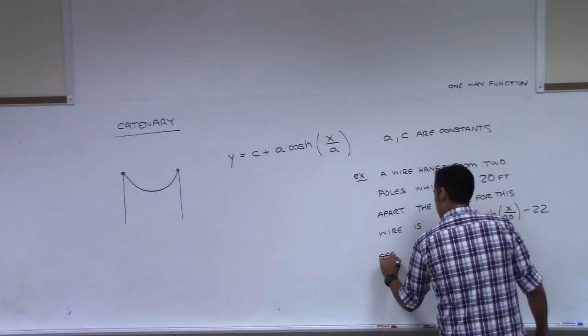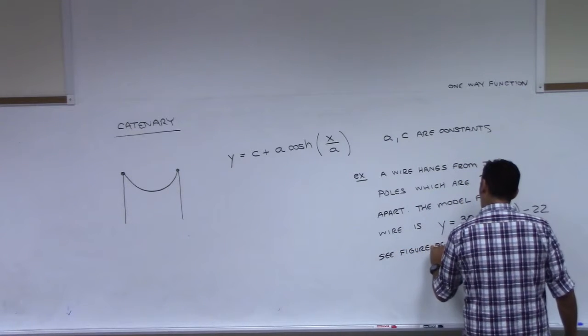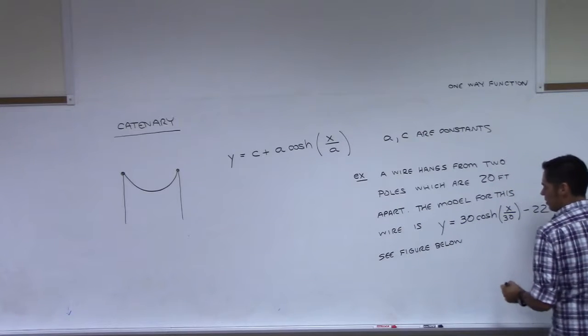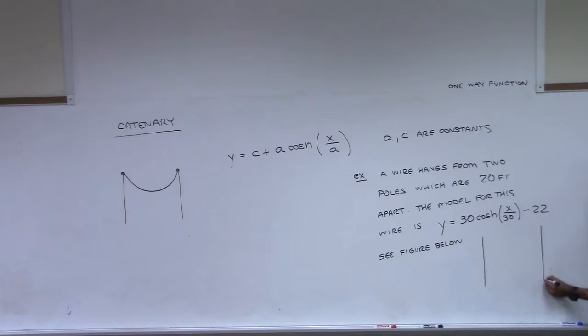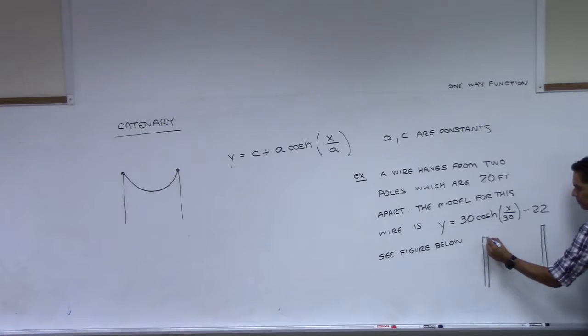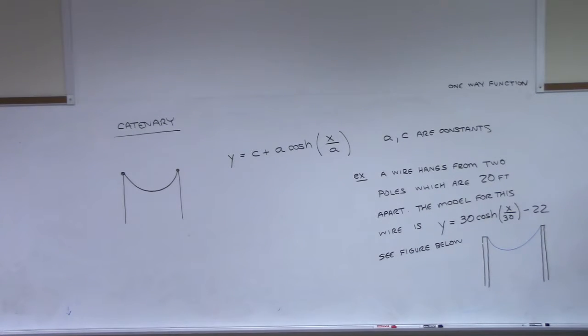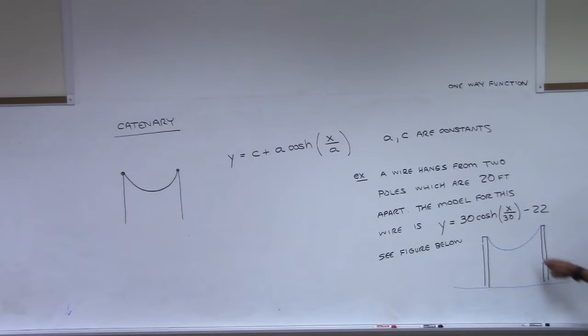See figure below. So I'm going to draw you a picture of this situation. We have two poles, and we have this wire hanging between them, like this. And in this picture, I'm going to superimpose on top of this picture our x and y axes. So here's the x, here's the y axis.